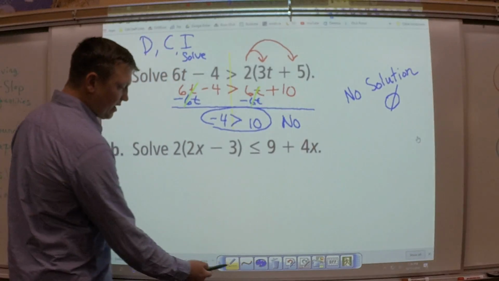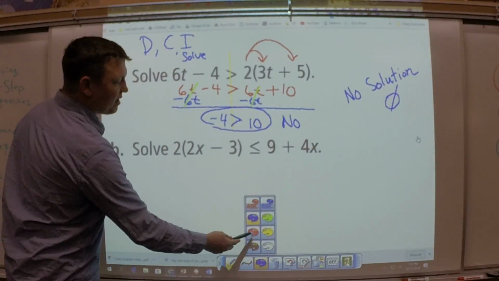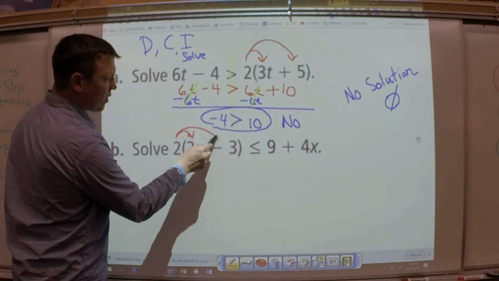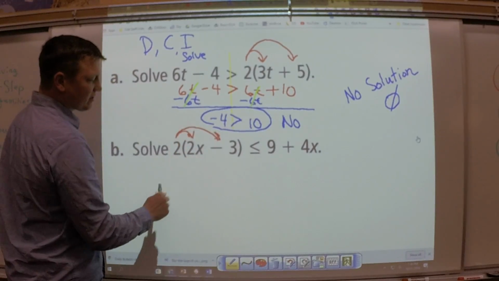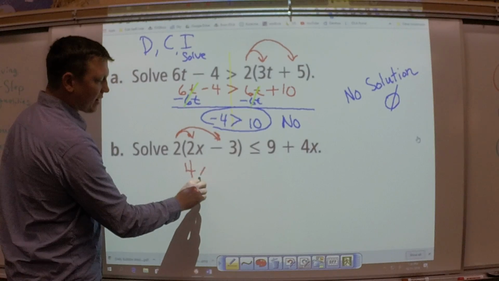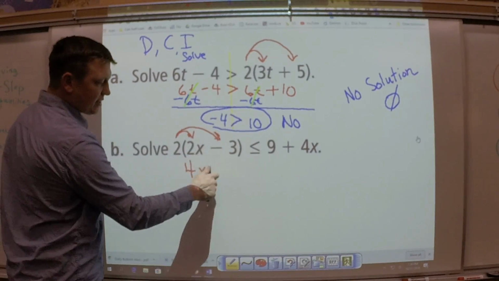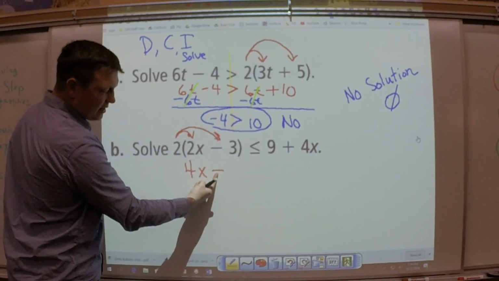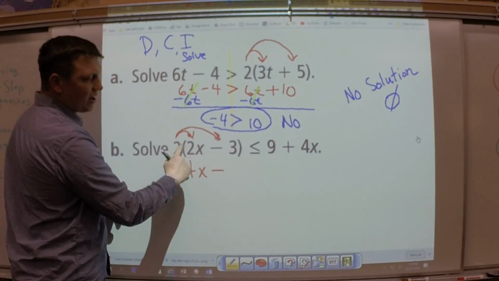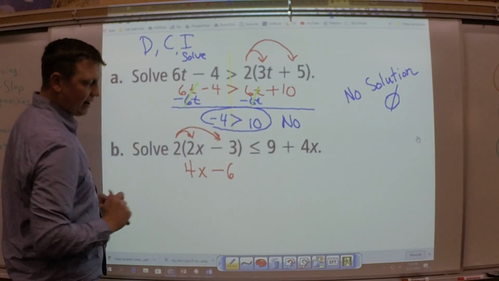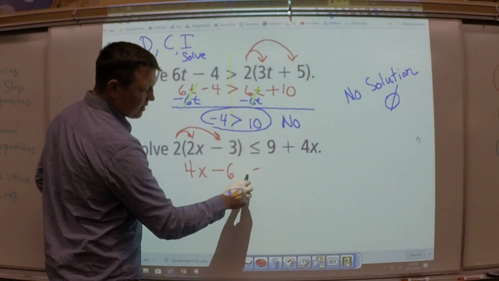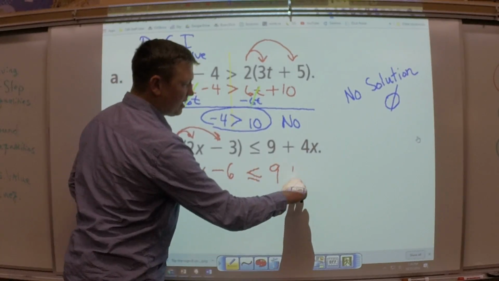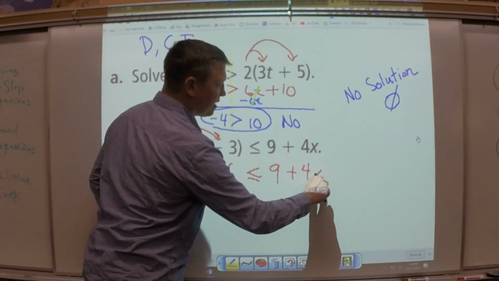Okay, this one's sort of weird. All right, we're going to do the distributive property, and we're going to multiply once, and we're going to multiply twice. Okay, 2 times 2 is 4, so we're going to go 4x, right, like that. 2 times this is including the negative, so it's a positive times a negative is a negative. I write it down as a subtraction. 2 times 3 is 6, so I write it down right like that. And then I'm going to go less than or equal to, and I'm going to write down all this stuff. 9 plus 4x. All right.